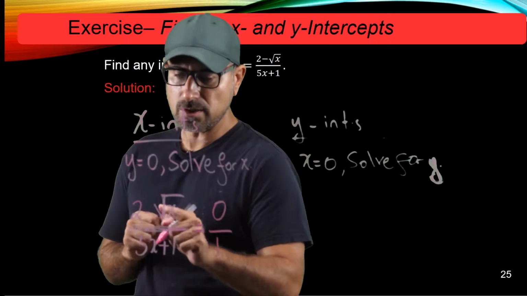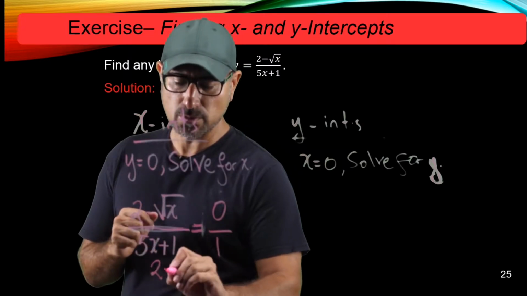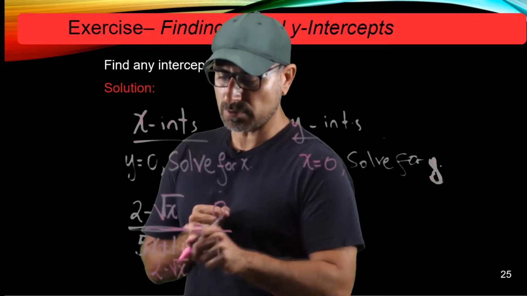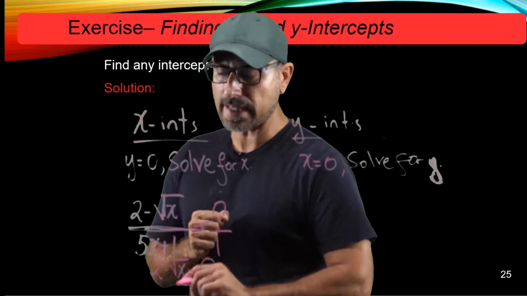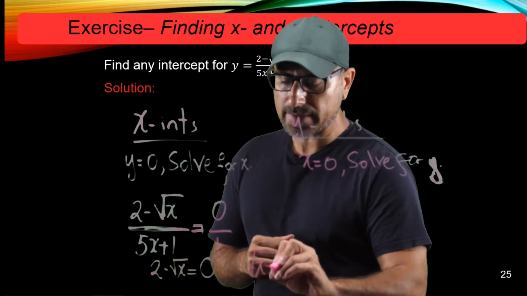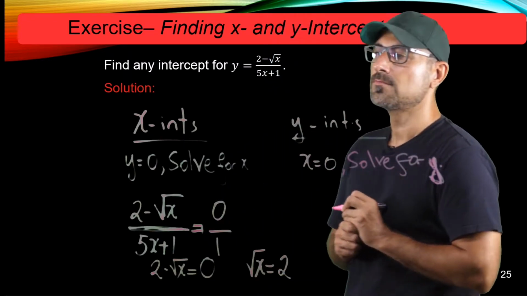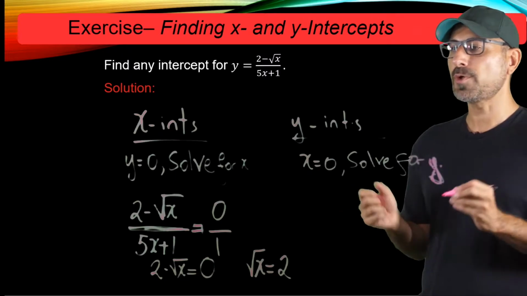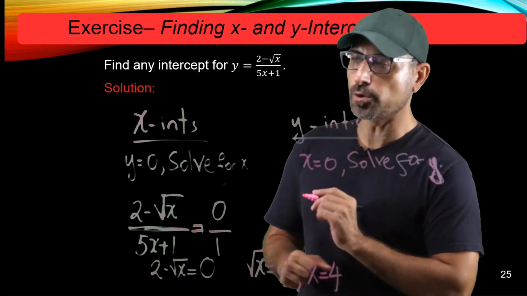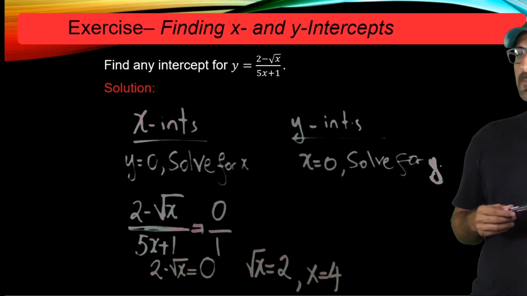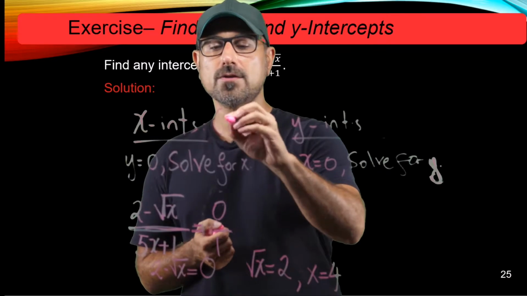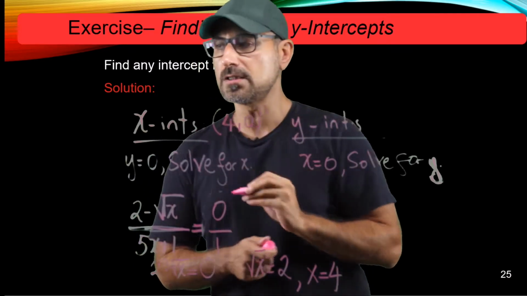Let me just write it here. So this times that is 2 radical x. And the right-hand side is 0 times 5x plus 1. That is 0. So this implies that radical x equals 2. And to find x, you take the square of both sides. So you get x equals 4. So you got the x-intercept 4, but point-wise, you're talking about the point (4, 0) on the xy plane.